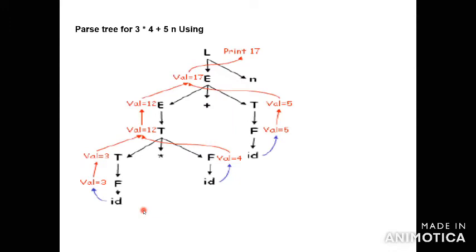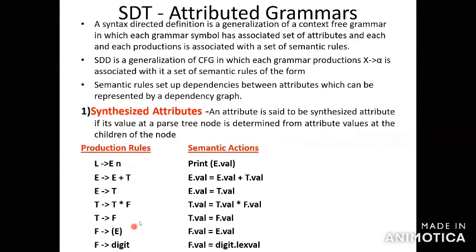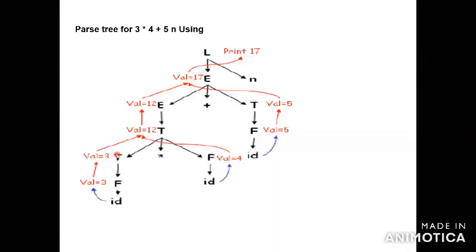Okay, now you can check the diagram. Here, ID will be equal to the value 3. Then what is ID? ID is nothing but F. That is, digit is nothing but F. What is F? F is nothing but T.